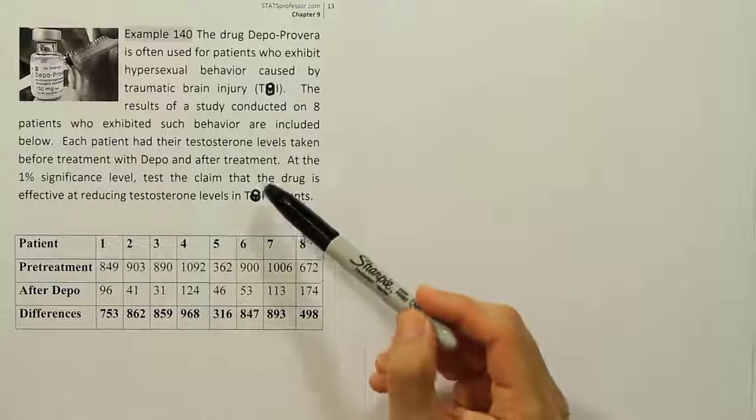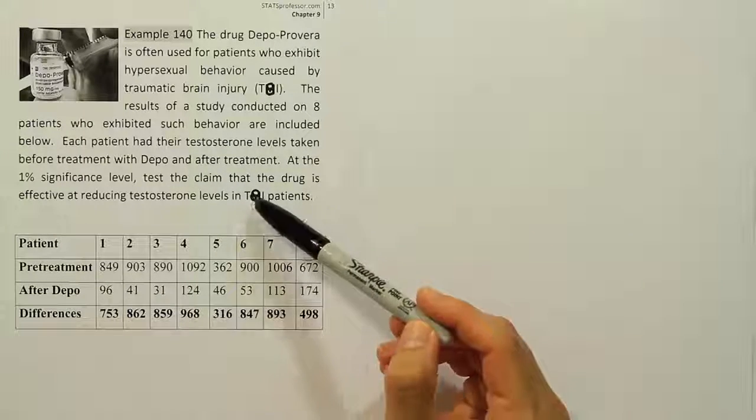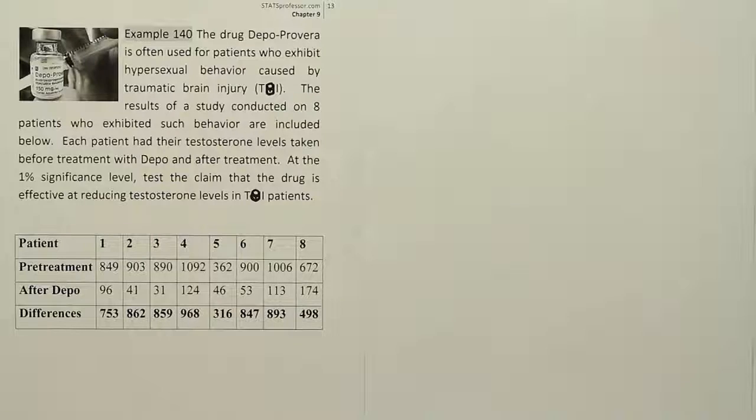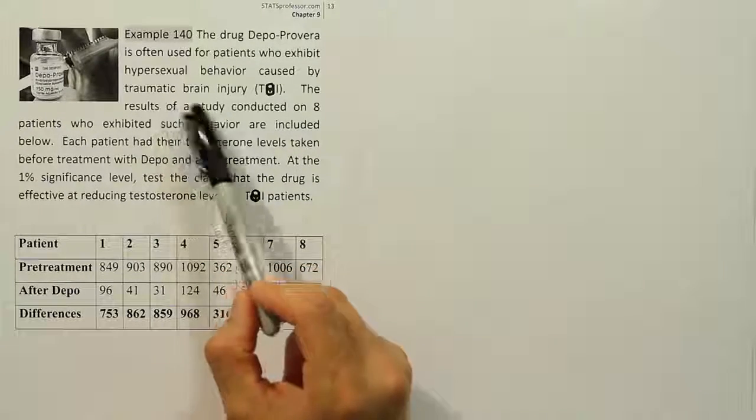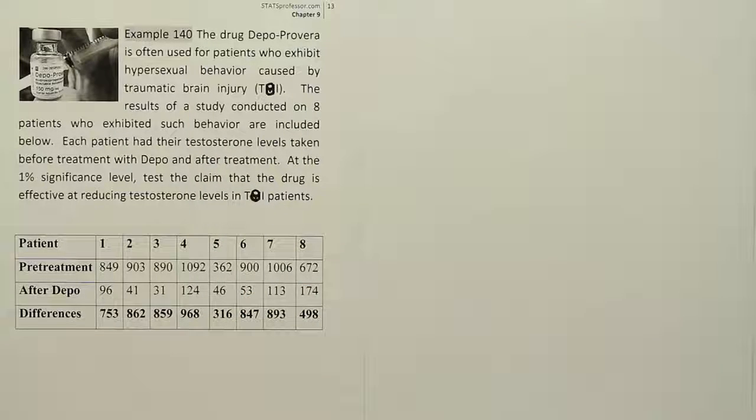Okay, so there's a little typo here. I had to pen in here. I wrote TMI. That would be too much information, as opposed to TBI, traumatic brain injury. Okay, so I've corrected that in the actual hard copy of the notes, but let's look at this problem.